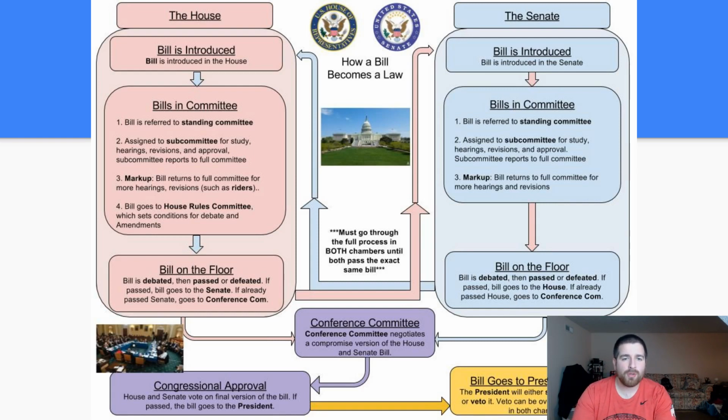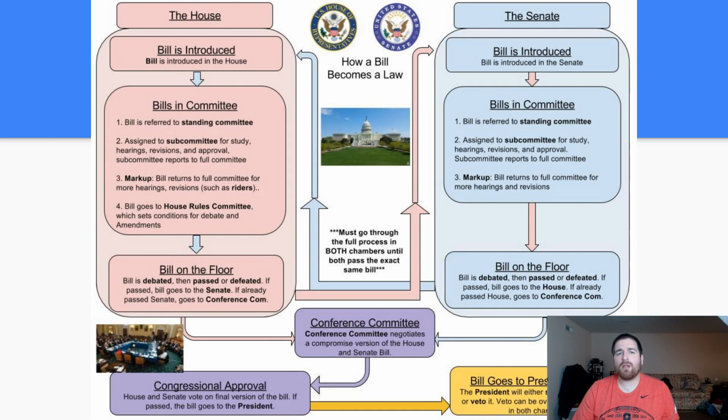One thing that's important to remember is what's stated here underneath the picture of the Capitol. A bill must go through the full process in both chambers until both pass the exact same bill. So if we're looking to pass a law in Congress, it has to be the exact same in the House and the Senate before it can actually go to the president to be signed into law. And so as you're going to see, that's going to lead to a long, arduous process here. But anyways, let's start with the process over in the House.